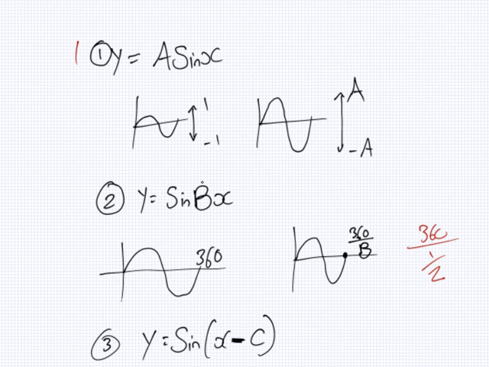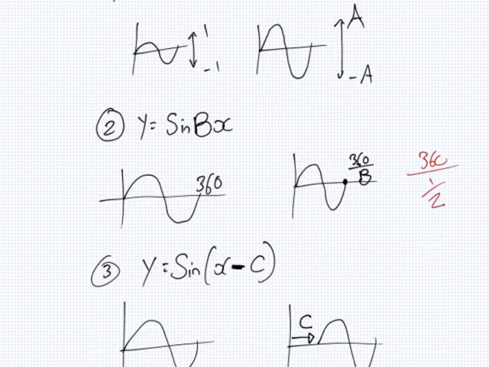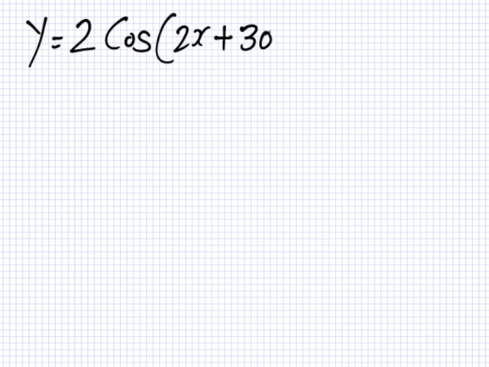Okay, we'll have a look at an example where we have to put these together. Can I scroll down? Okay. So we'll say we want to make the graph y equals 2 cos 2x plus 30, plus 1. And we want to make the graph here of this one.